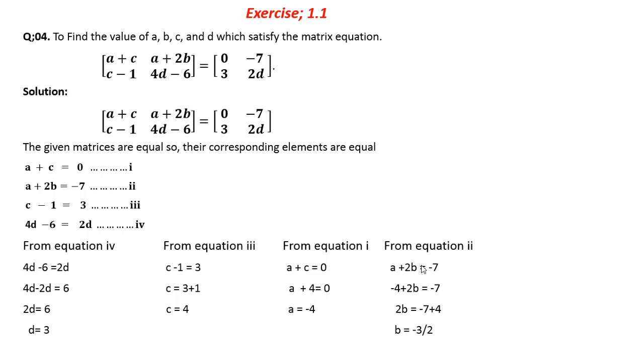From equation 2, A plus 2B is equal to -7. Here put the value of A as found in the previous equation. So -4 plus 2B is equal to -7 and B is equal to -3 by 2.